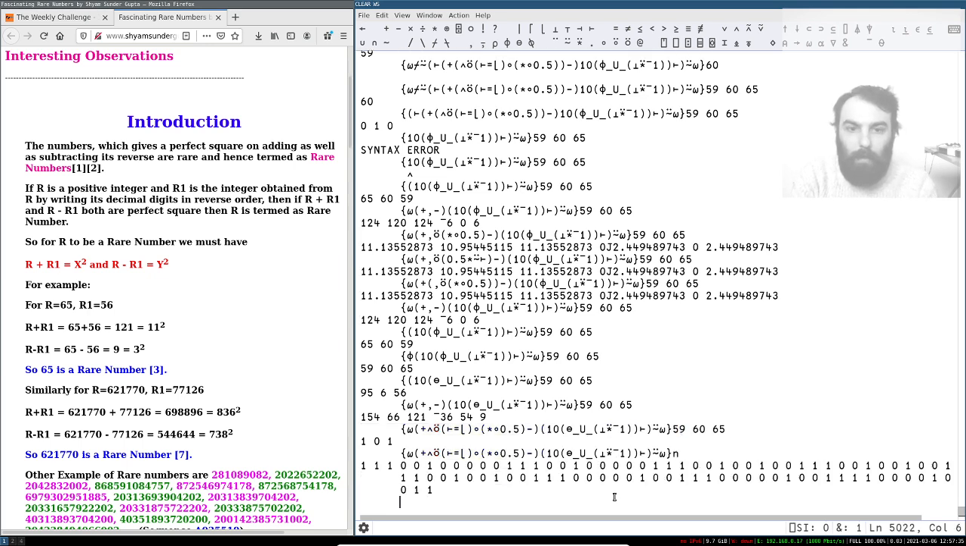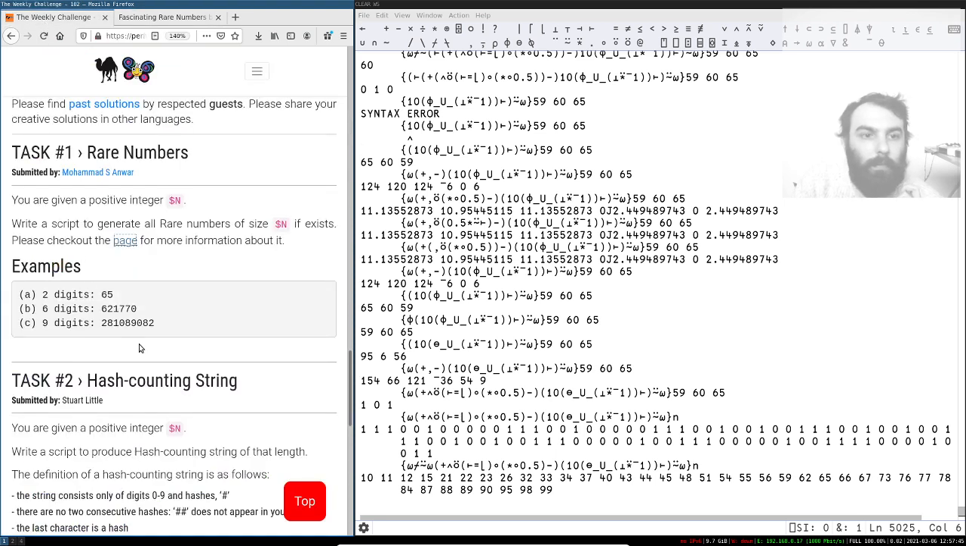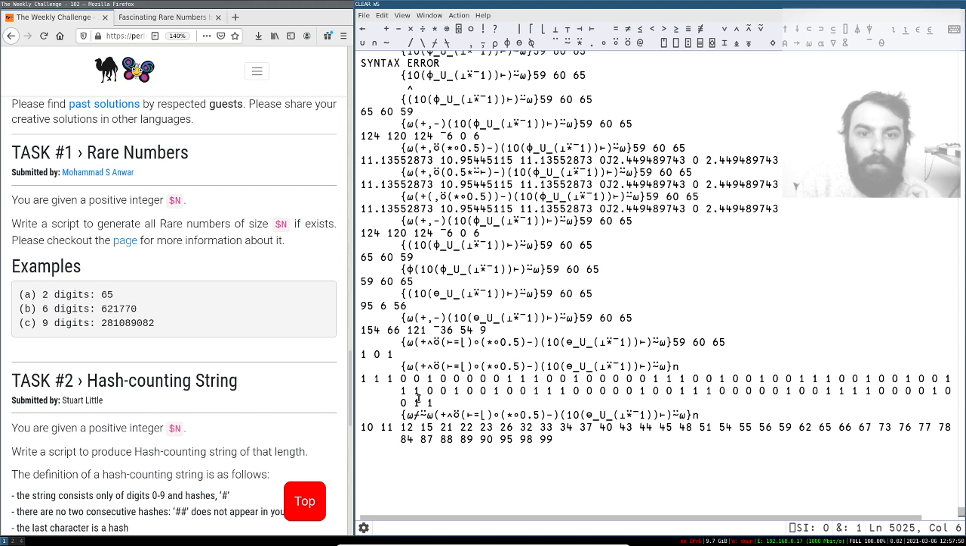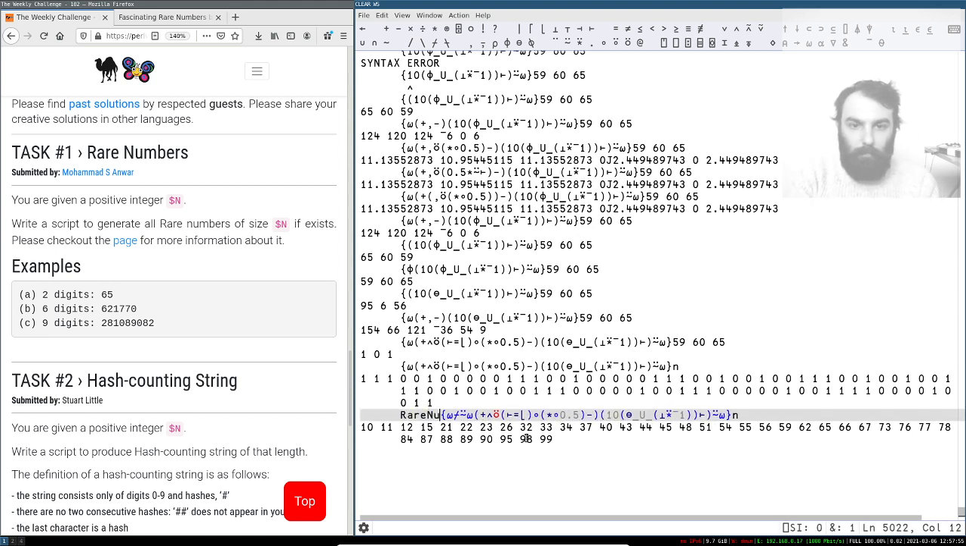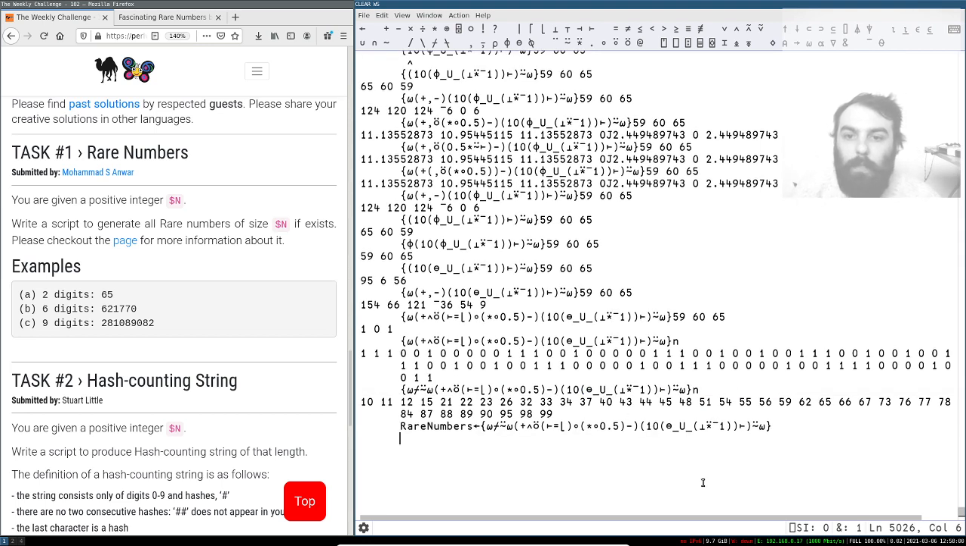And then we can give this n. And we can do omega filtered with that. And it turns out there's a lot. Which I can believe. I'm not even going to spend any longer checking this. Rare numbers. Boom. It'll do. It'll do, lad.